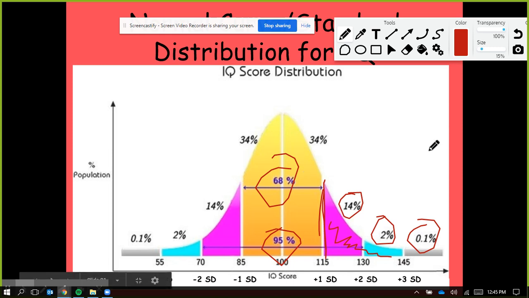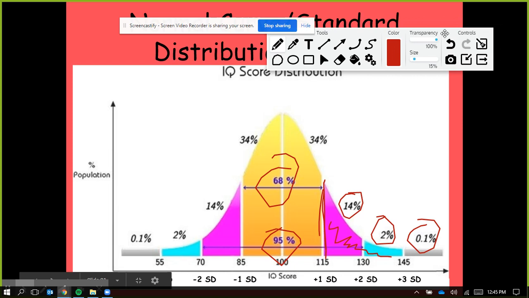This is also what percentiles are based on. If you ever heard that you scored in the 92nd percentile, or your child's in the 95th percentile in height at this age, that's what this is based on. That means that you scored better than 92% of people, or whatever. All right, any questions on that?